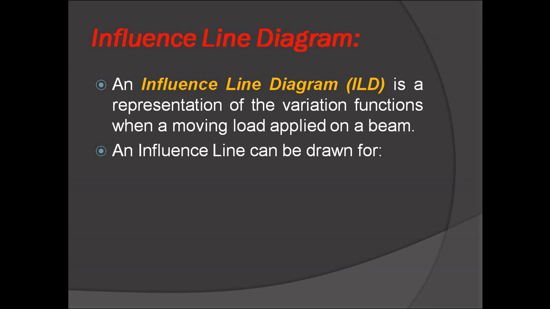So what is an influence line diagram? It is a representation of the variation of the functions when a moving load is applied on a beam. An influence line can be drawn for reactions at the ends. Number 1, that means two reactions, RA and RB, because there are only two ends, right? If it is a cantilever beam, we have only one end.